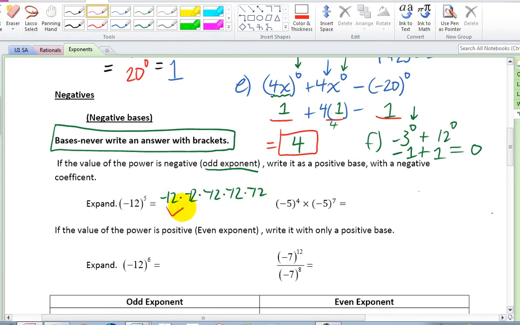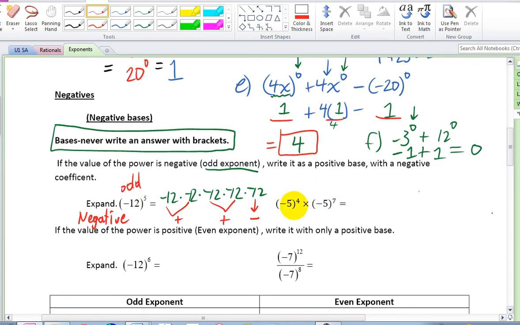Now all we're going to focus on is our negative signs. These two will multiply and get a positive number. These two will multiply and get a positive number. But then you have a negative number at the very end. So what are you going to get as a final value, positive or negative? Negative. Okay. So that's because it's an odd exponent.